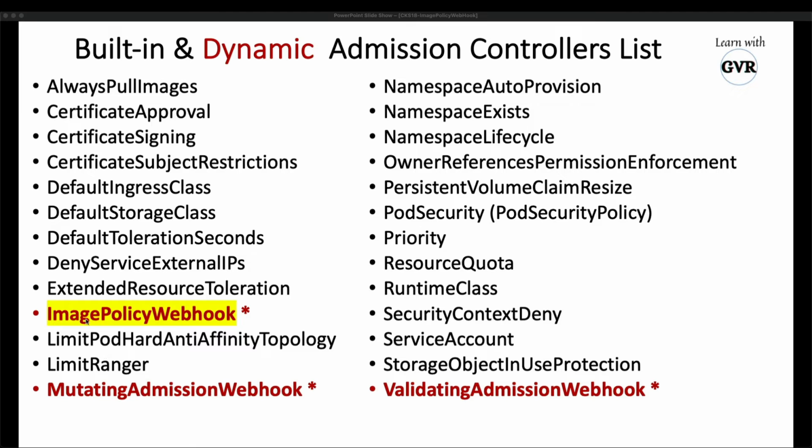If you look at the ones mentioned in the red color, image policy webhook, mutating admission webhook, validating admission webhook, these specified in the red color are dynamic admission controllers, whereas the rest of the things are built-in admission controllers by the Kubernetes system. Basically, the image policy webhook admission controller will use one webhook. A webhook is nothing but an external webhook that will be used.